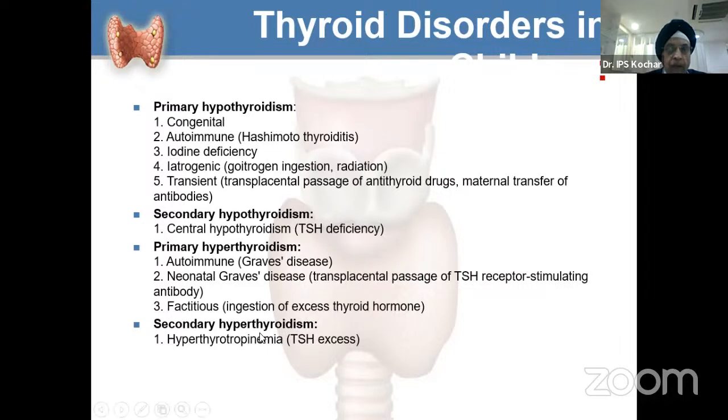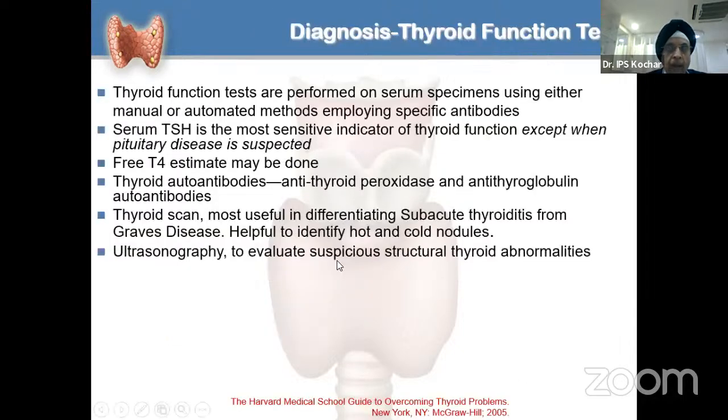So these thyroid function tests are very, very important. Every pediatric physician should understand that thyroid function tests are performed on serum specimens. Either you use manual or automated methods, which use specific antibodies to check the level of T4, the level of T3, and TSH.